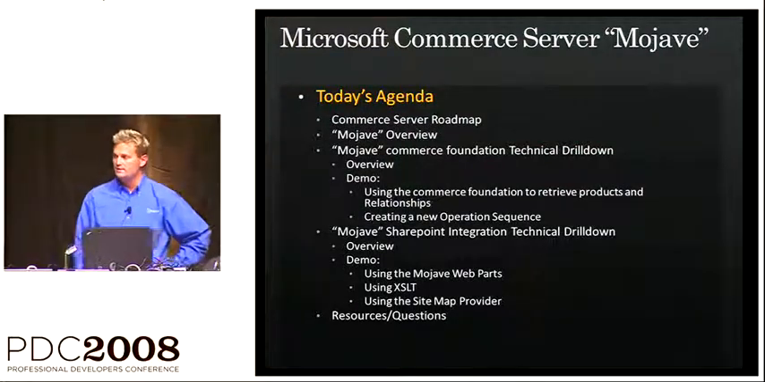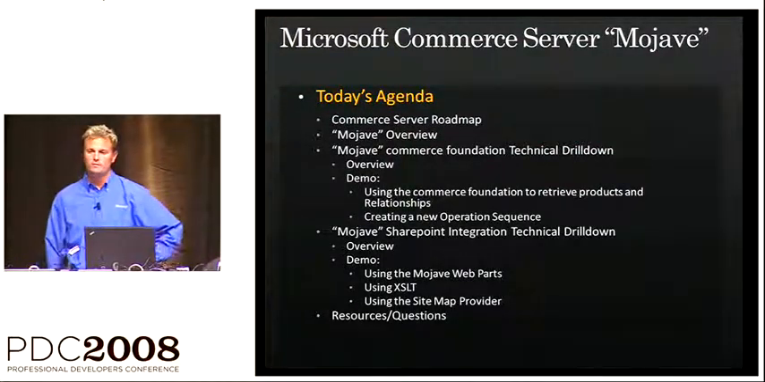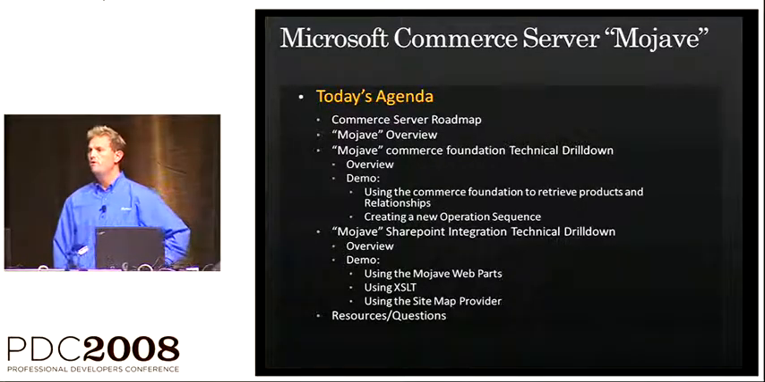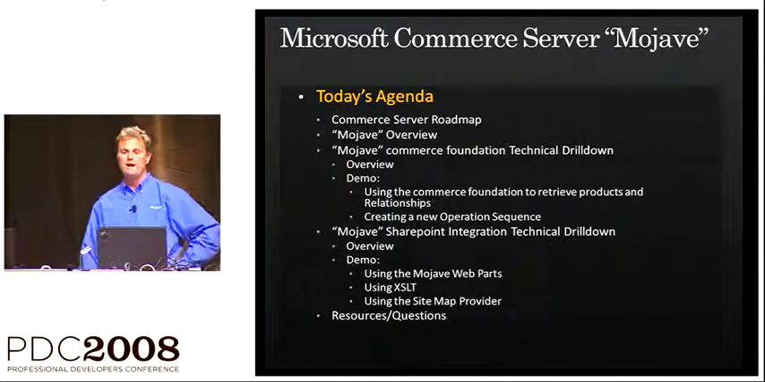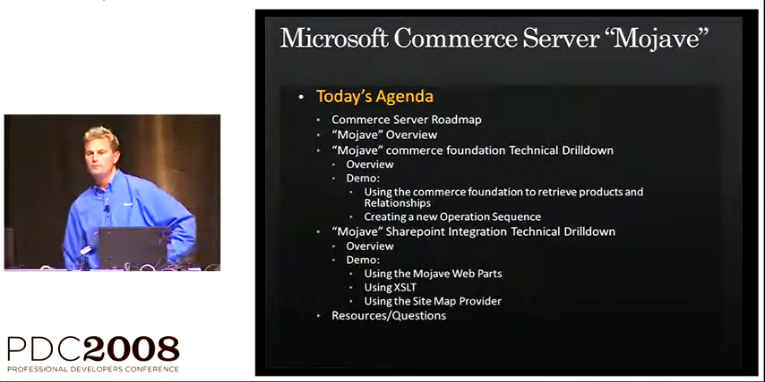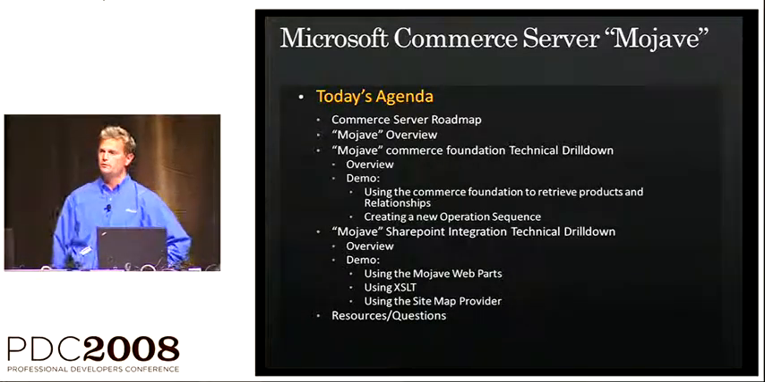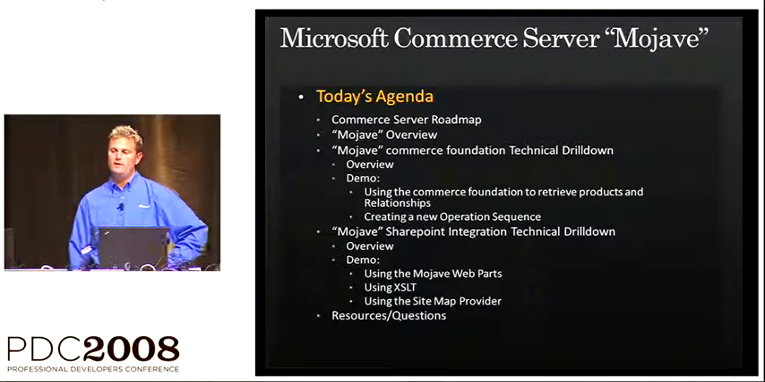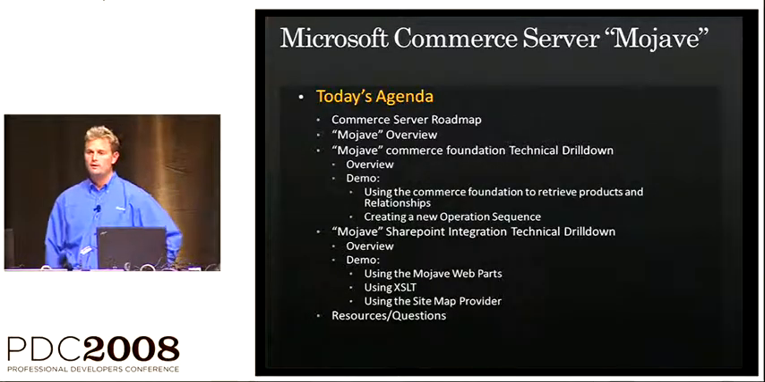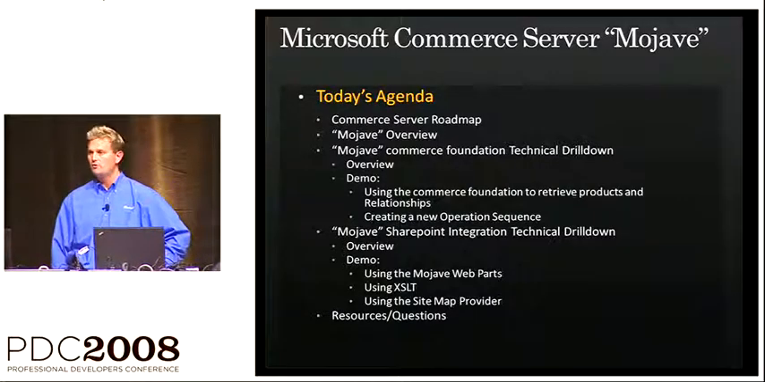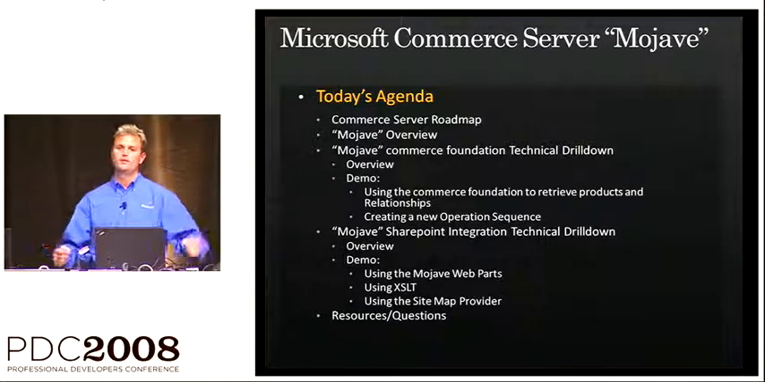Okay, so let's get started. What's today's agenda? We're going to give you a debrief on our Commerce Server roadmap, what we're building, what we're going to be delivering, some pretty exciting stuff. We're going to give you an overview of Commerce Server, quote-unquote, Mojave. That is the code name for our new version of Commerce Server. From there, we're going to do a technical drill down on the Commerce Foundation, the core of the product. We're going to show you some really cool demos of how you write code now against Commerce Server versus the old way. And then after that, we're going to drill down into the SharePoint integration that we've built.